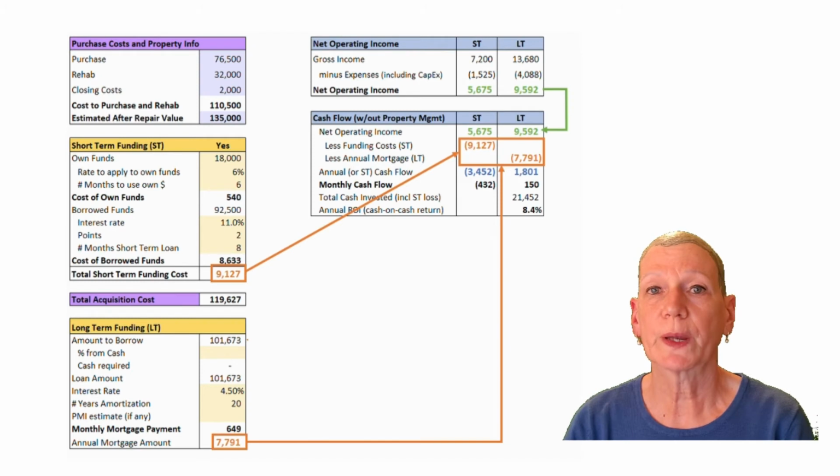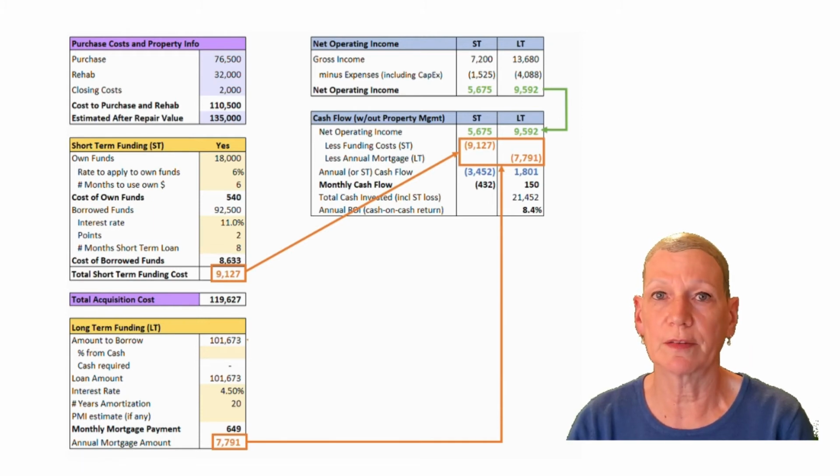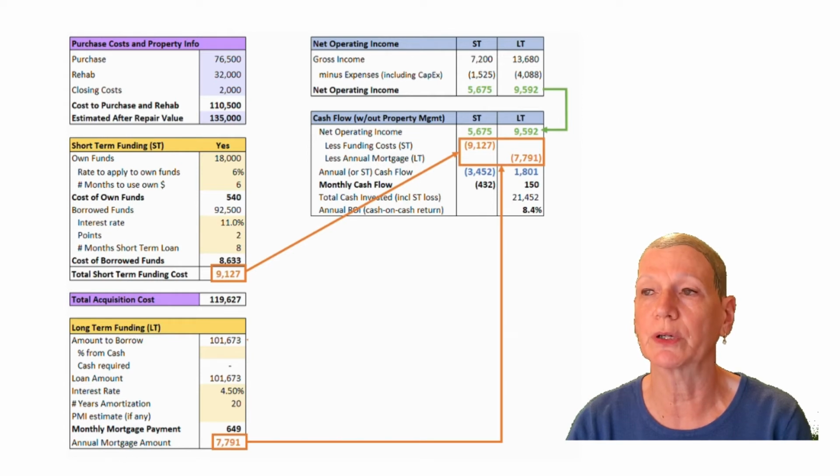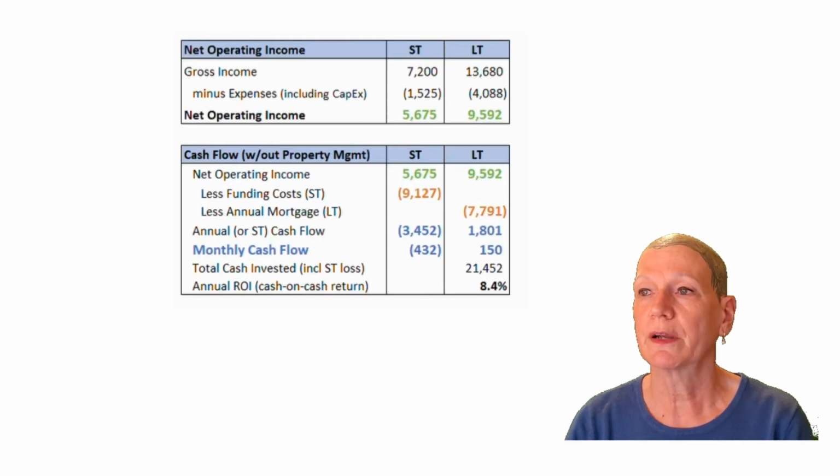So now for cash flow, we're just taking that net operating income, bringing it down as our starting point for cash flow, and all we're doing is subtracting the funding costs that we had already determined. So you can see where we're pulling in our total funding cost from the short-term section and our annual mortgage payment from the long-term funding section. So we take our net operating income minus the funding cost to determine the cash flow for the period.